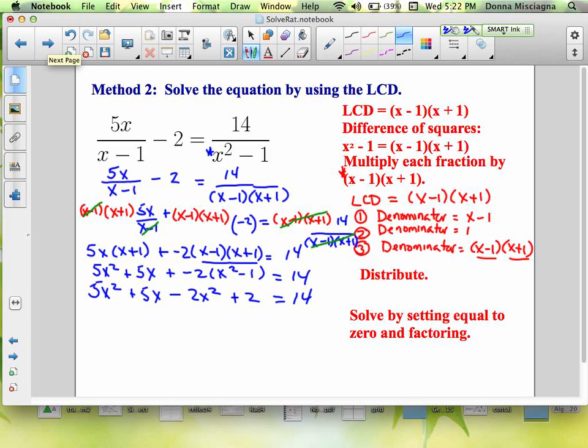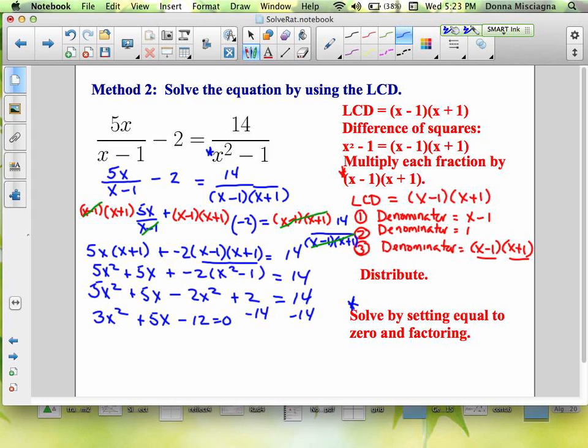All right, so we can combine like terms, and we know that to solve a polynomial, we're going to have to set it equal to 0. And in this case, we're going to be able to factor. So at the same time as we're combining like terms, why don't we subtract the 14 from both sides? So we have 5x squared minus 2x squared. That's going to be 3x squared. And then we have a 5x. And then 2 minus 14 is going to be negative 12.